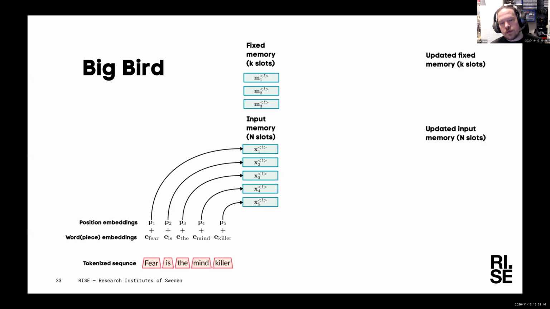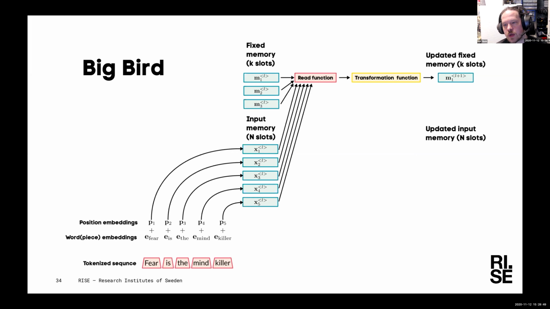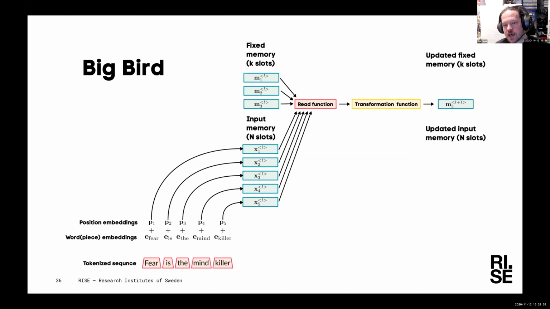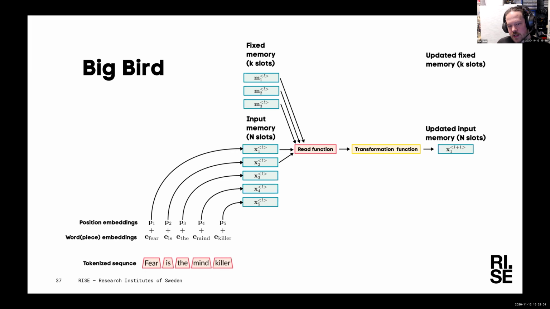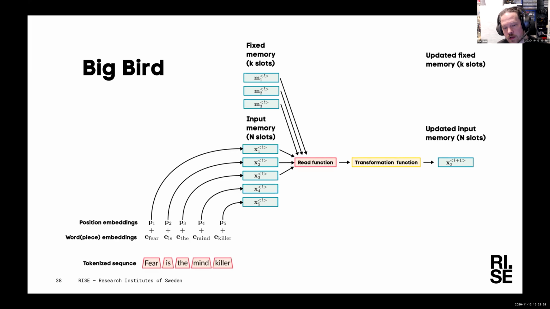The fixed memory slots attend to everything. So when we update the fixed memory slots, they have full attention in a sense, so they can summarize the whole sequence if they need to. But the neat thing is that we use restricted attention for our input slots to only work on, for example, a local neighborhood. That's one of the patterns they use in the paper, but also attending fully to the fixed memory. Since the memory is fixed, it's constant, so the complexity of this model is actually still linear with the number of input memory slots.